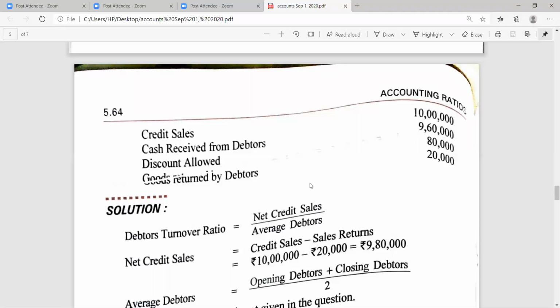Yes, Tanya, which formula will we write to calculate the debtors turnover ratio? Please pick the formula. It's floating on the screen as well. It is also marked in your book. Tanya, please don't hesitate, beta. Please speak.